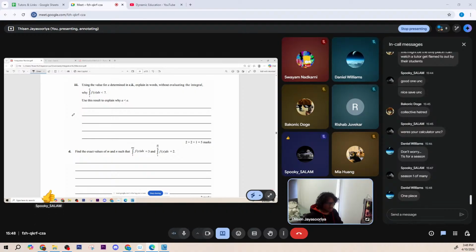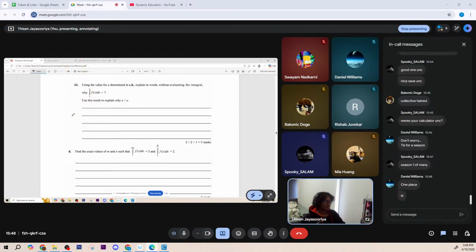Any questions? So now it says here, using the value of a determined in part C, explain in words without evaluating the integral why the integral from 1 to a of f of x dx is always less than 7. Use this result to explain why a is greater than e.